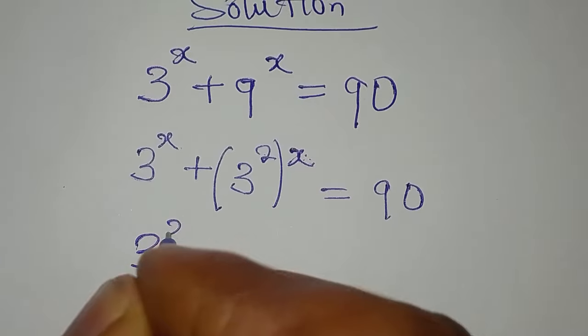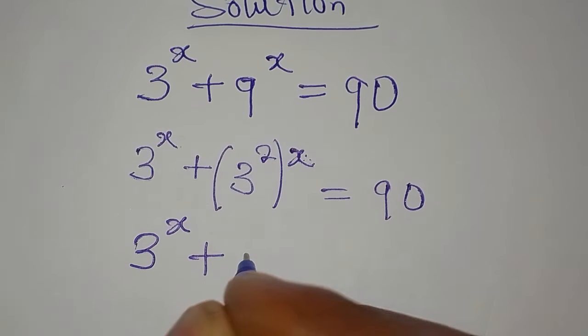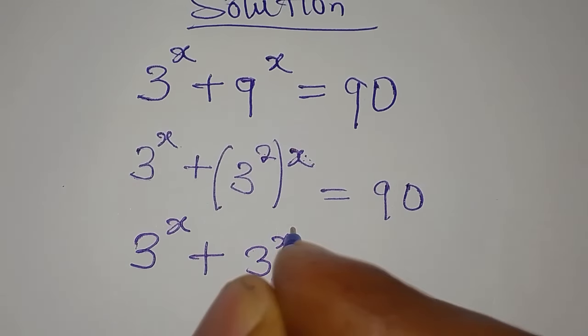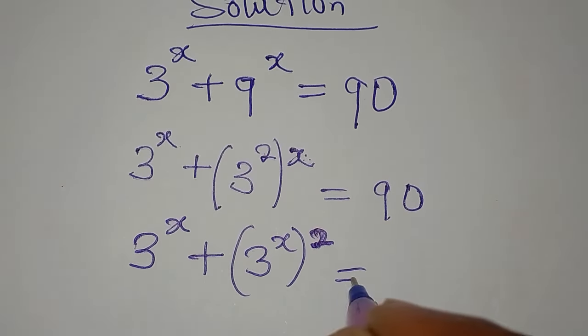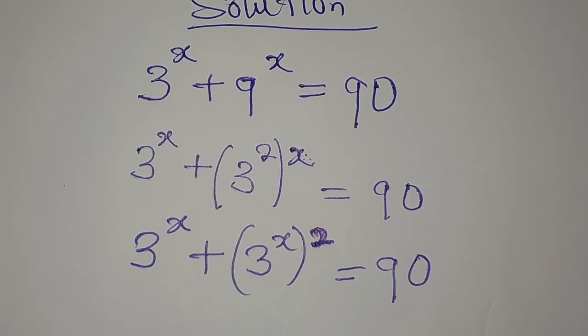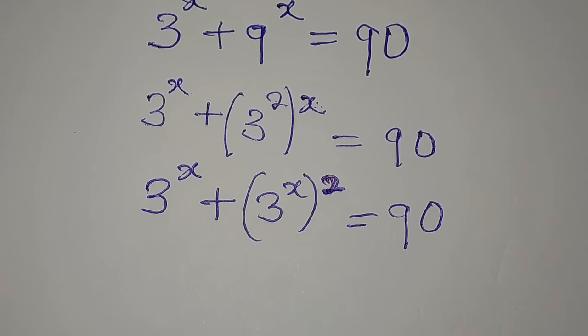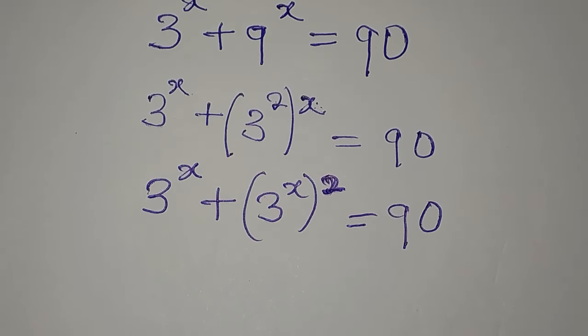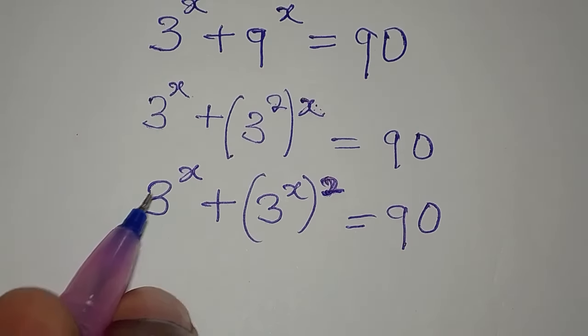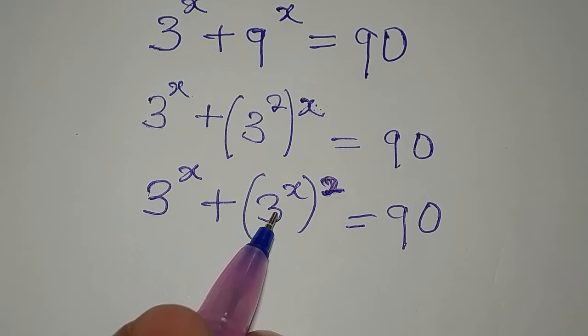So our 3 to the power of x plus 3 to the power of x, squared, is equal to 90. Now we have been able to achieve our aim. We now have the same thing. 3 to the power of x is here and it's there.